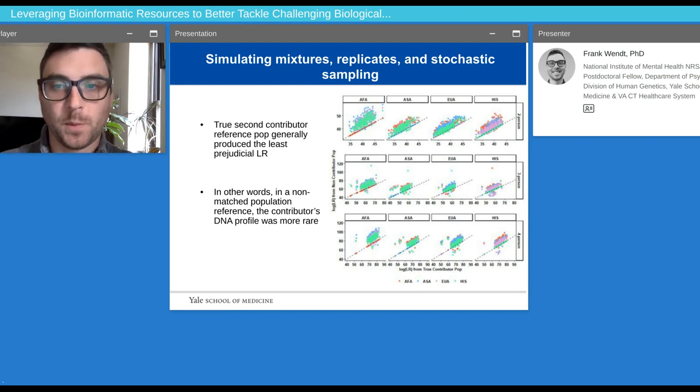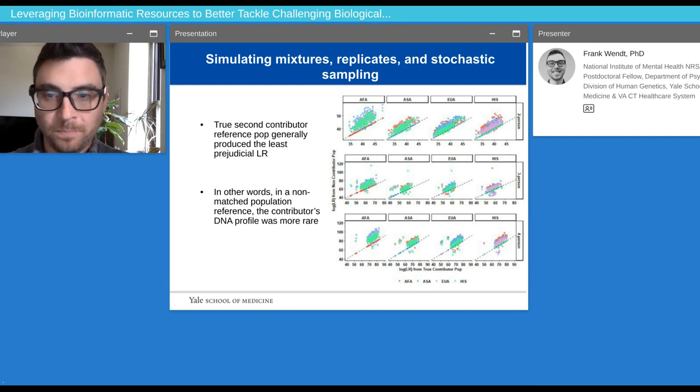I will point out that as we move into that Hispanic column, we do see that a relatively large proportion of the non-contributor likelihood ratios fall below that diagonal dashed line, indicating that the least prejudicial estimate of the likelihood ratio actually came from a non-contributor population group. And I think that this ultimately has some pretty major implications for mixtures, including highly admixed population groups.